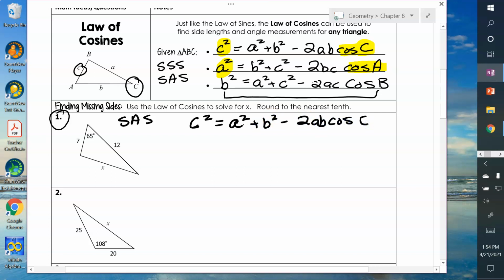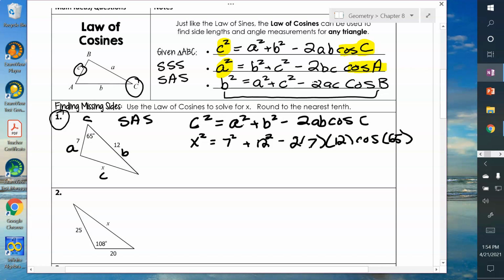Since I've been given this angle, that has to be angle c. Then x is little c. And then 7 and 12, that's a and b, and it doesn't matter which order you put them in. So I could call 7 a, or I could call 12 a, either way. Now I'm going to plug into Law of Cosines, so x squared equals a squared, that's 7 squared, plus b squared, 12 squared, minus 2 times 7 times 12 times the cosine of c, which is 65 degrees.